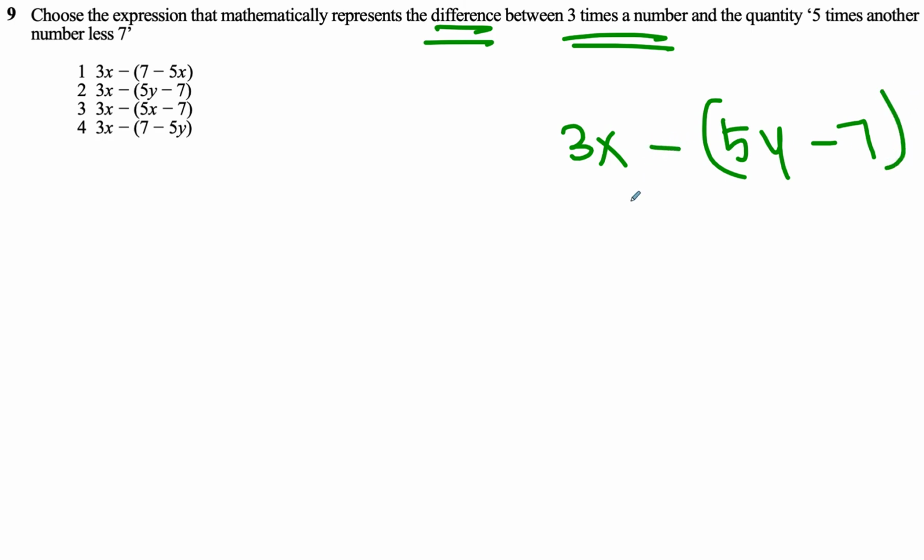All right, let's look at number 9. Choose the expression that mathematically represents the difference between 3 times a number and 5 times another number less 7. So I'm going to say 3x. And then quantity 5 times another number less 7. So that's basically what we're looking at. Since we're looking for the difference between these two, we are looking for subtraction. Which is choice 2, becomes the answer.